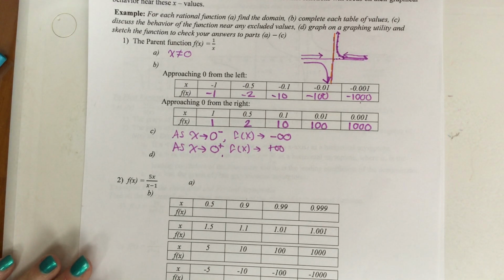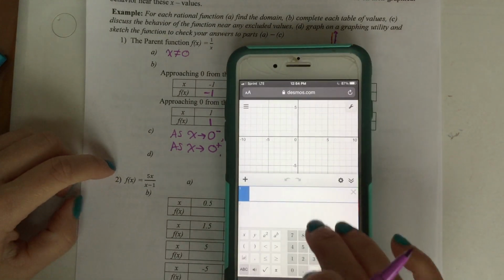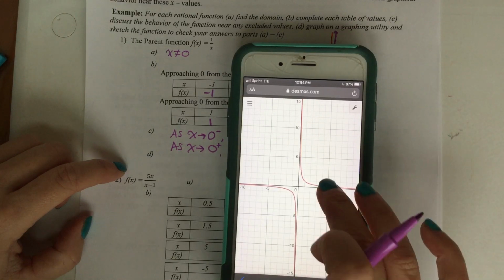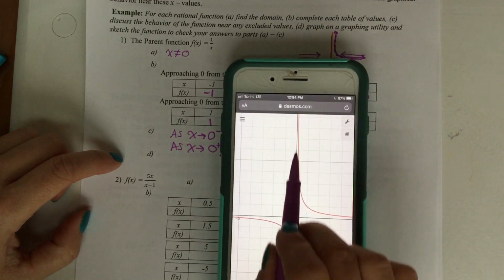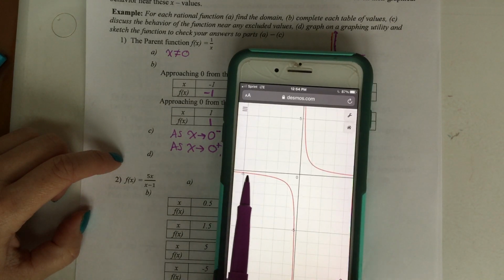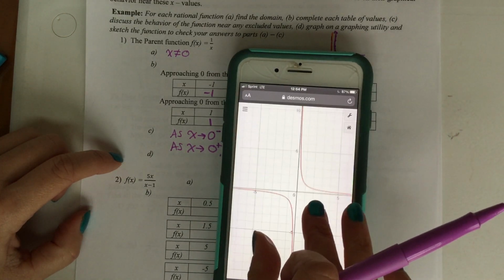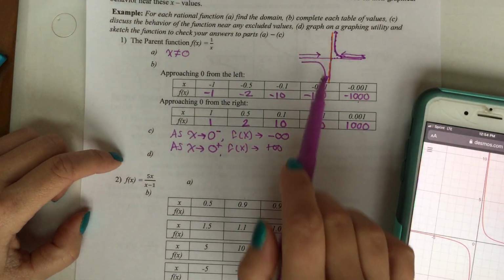Okay, now D, what they want us to do is go on a graphing calculator. I'm just going to jump onto Desmos here. 1 divided by x. They wanted us to see this. So notice as we were coming from the right, our y values are getting larger and larger and larger as we got closer to x equals 0. As we were coming in from the left, our y values were getting smaller and smaller and smaller as you got closer to 0. One other thing to notice, so this is called a vertical asymptote because your asymptote is a vertical line.